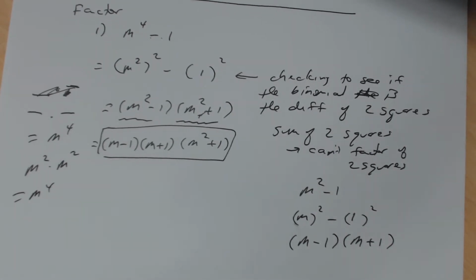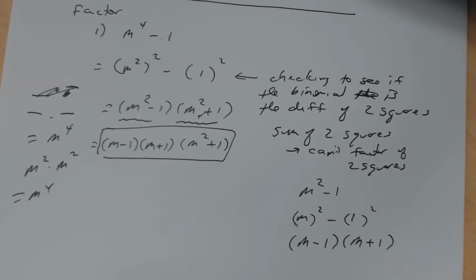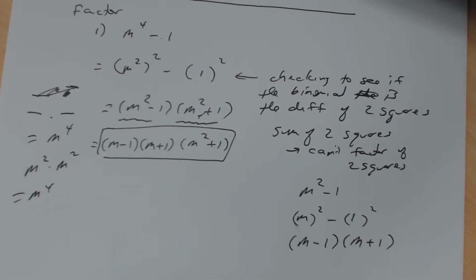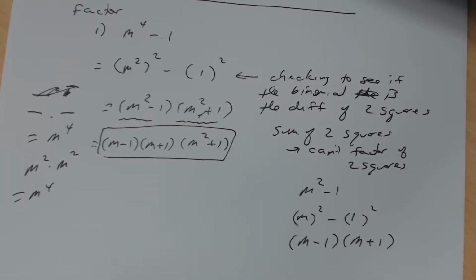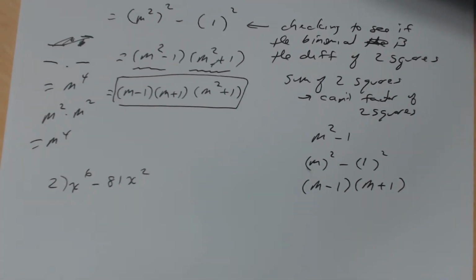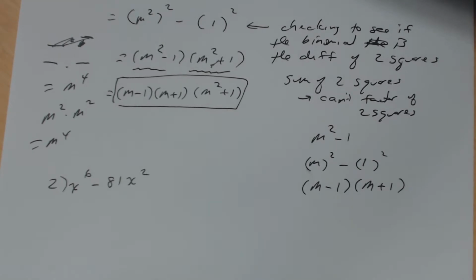Okay? All right, let's look at this one. Suppose we had x to the 6 minus 81x squared. So x to the 6 minus 81x squared.